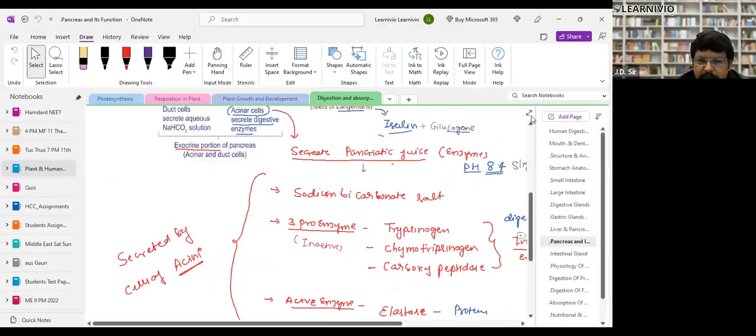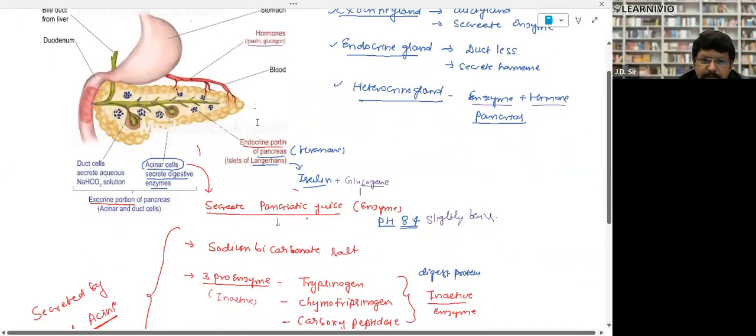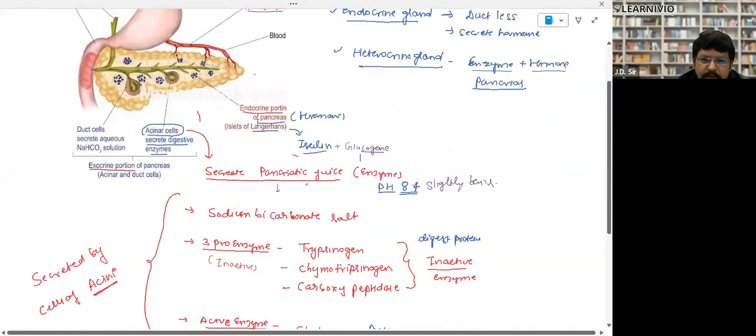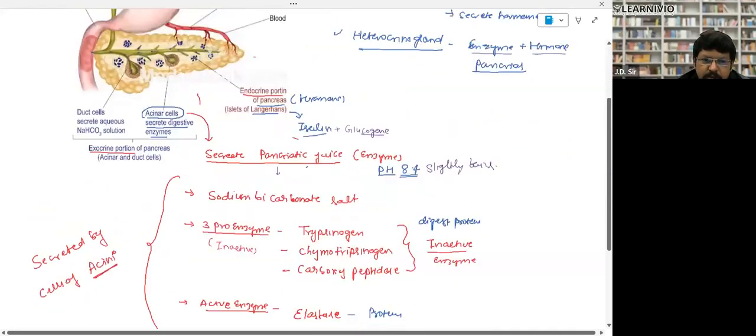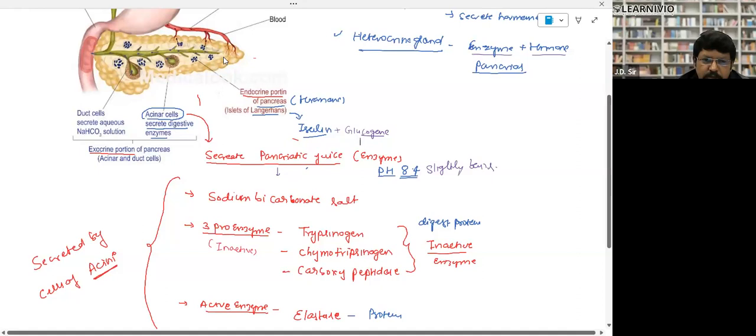Now come to the pancreas. Look, this is the pancreas. As I have already told you, the pancreas has two kinds of function. It has an endocrine function, so it secretes the hormones insulin and glucagon. We won't study this part right now; we will study it in the last chapter of human physiology.